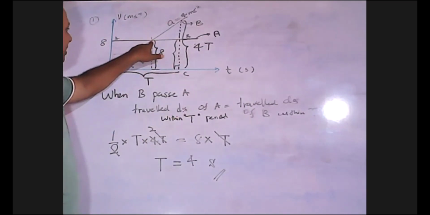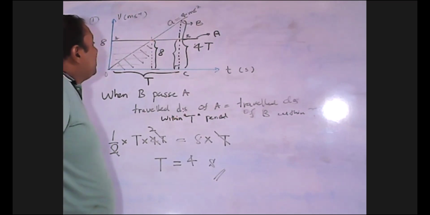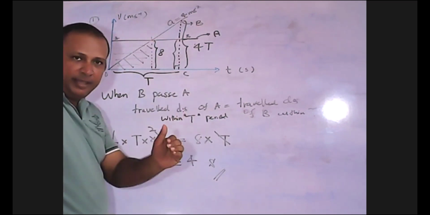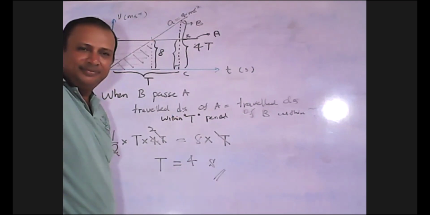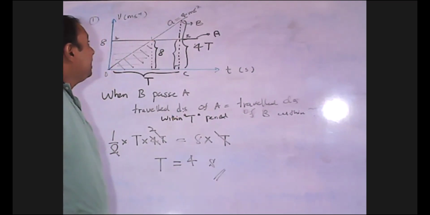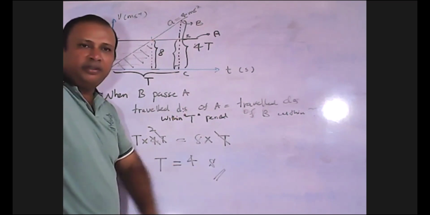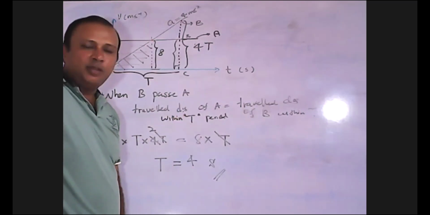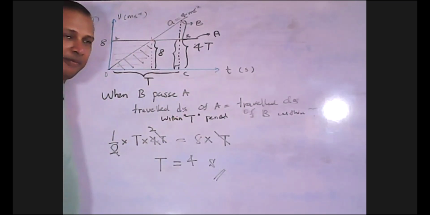When this intersecting point appears on the graph, what is the meaning of that intersecting point? Intersecting point means the velocity of B will be equal to the velocity of A. That's all. If it is an ST curve, a displacement-time curve, then your point is correct. Displacement-time curve means the y-axis represents the displacement. No, this is velocity. So displacement should be calculated from the area.